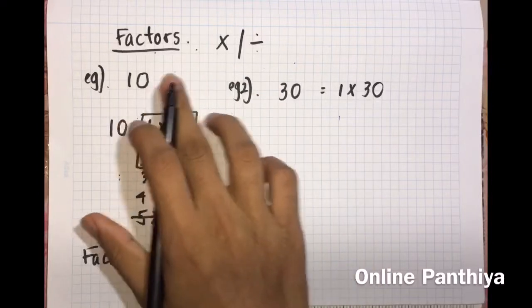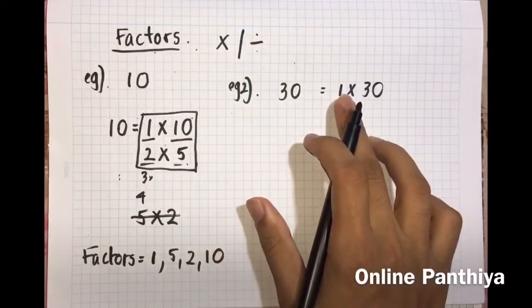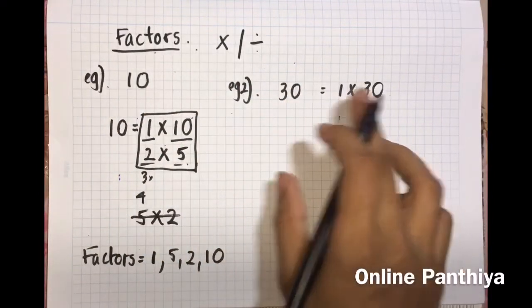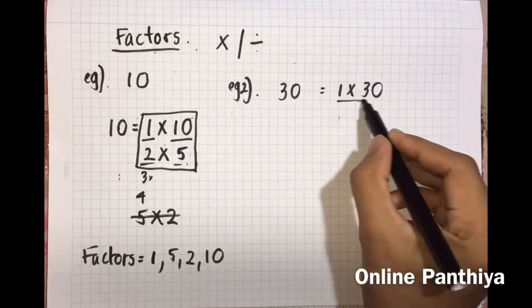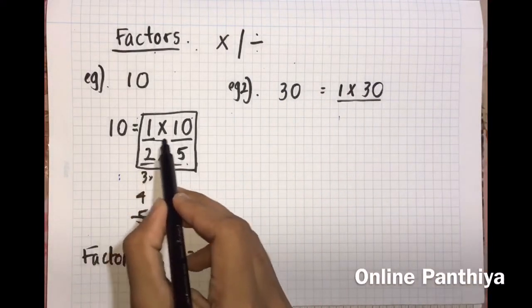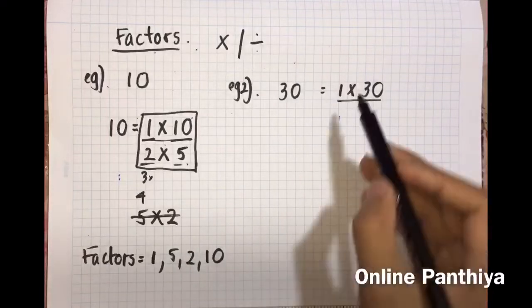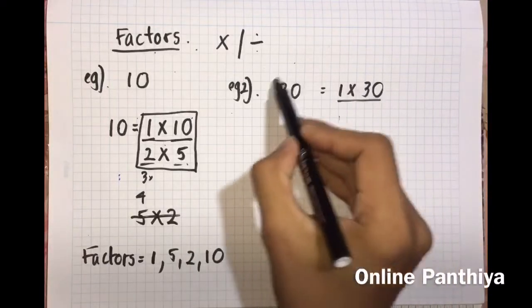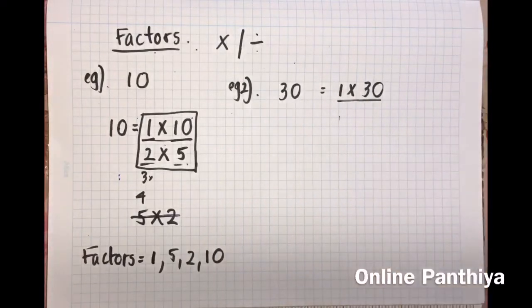For all numbers, when you write factors, 1 and the number itself multiplied together will always be there. Understand? Here, see, 1 into 30. So 1 and the number itself, the same number, will always be there. Okay, the other numbers you have to decide.